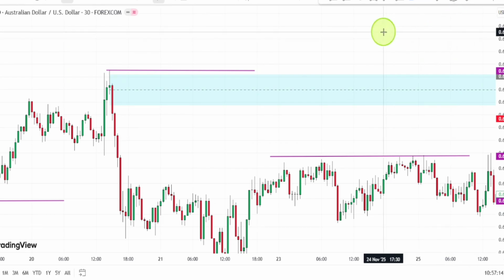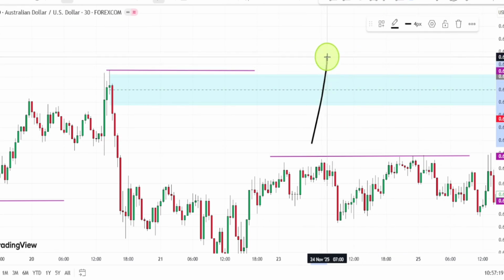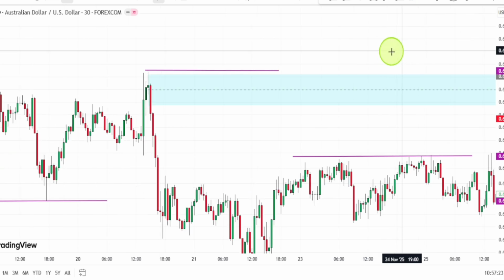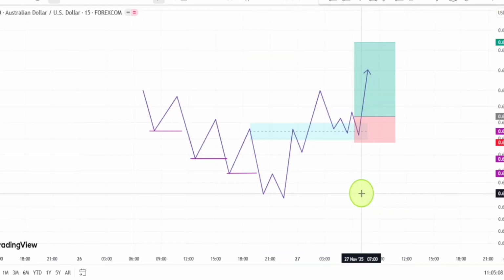But in some cases, price will come into the zone and break the zone like this, then react to the zone and go. In that case, that's what we call a breaker block. Now let's look at this example: a bearish trend order block turned into a bullish breaker block.